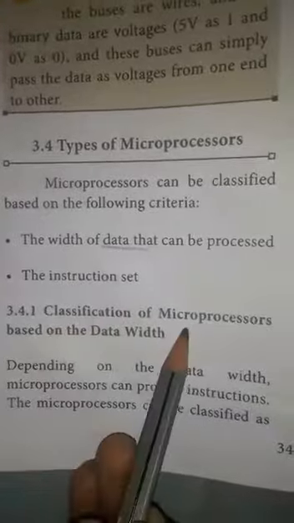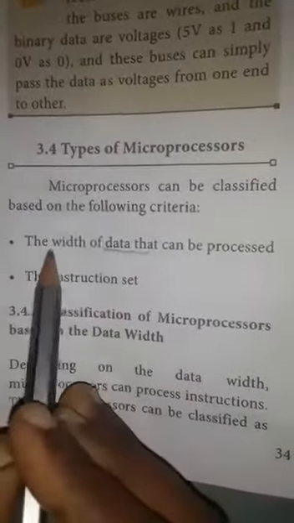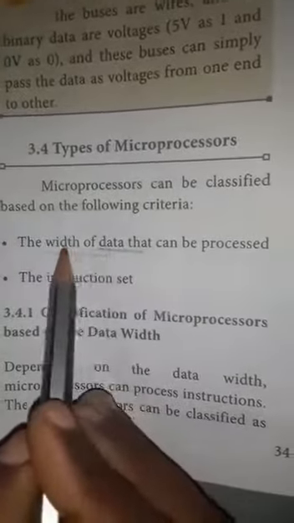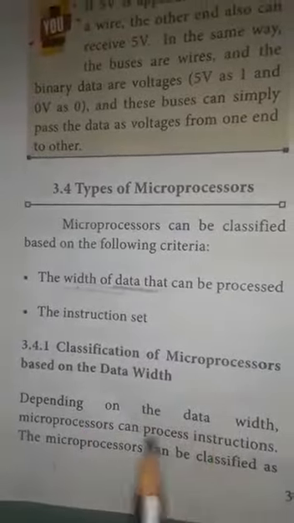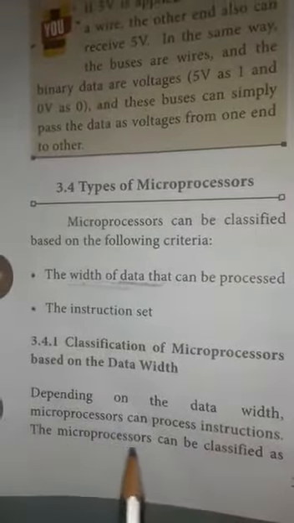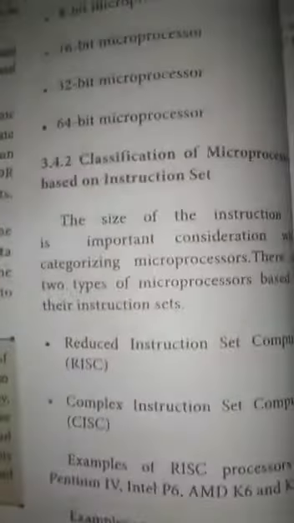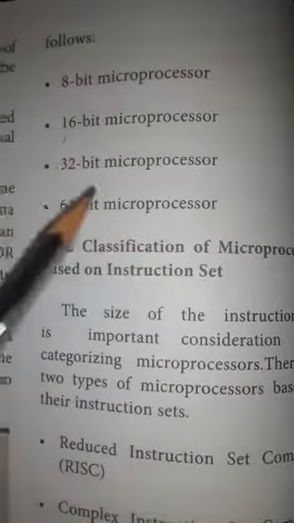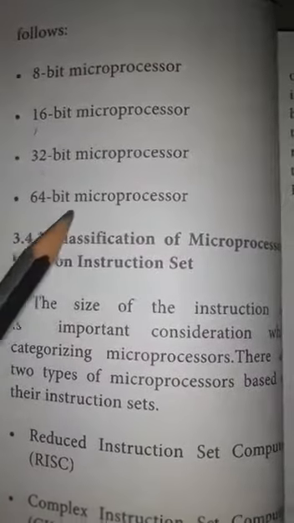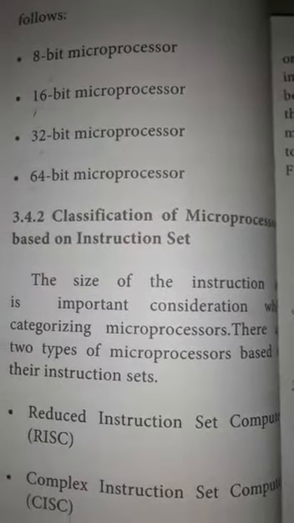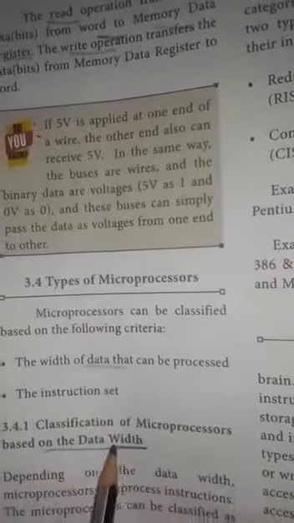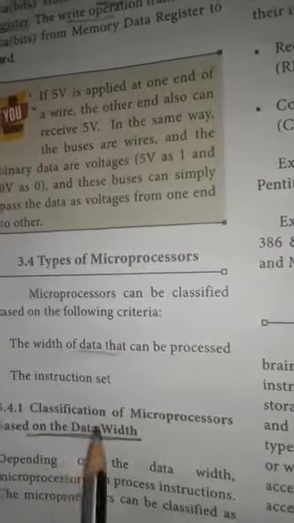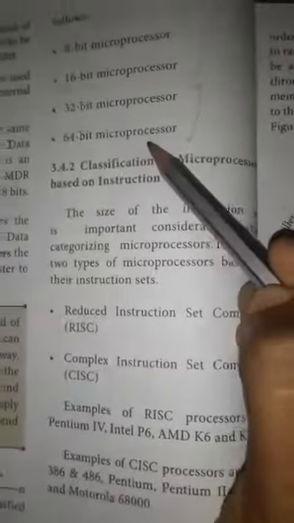Next, the classification of microprocessor based on data width. Depending on the data width, microprocessors can process instructions. They can be classified as follows: 8-bit microprocessor, 16-bit microprocessor, 32-bit microprocessor, and 64-bit microprocessor.